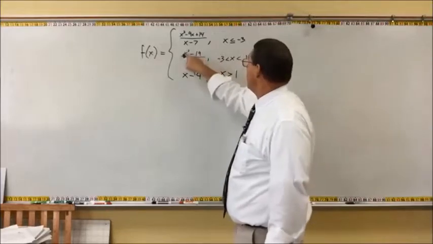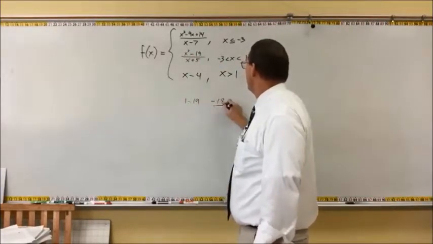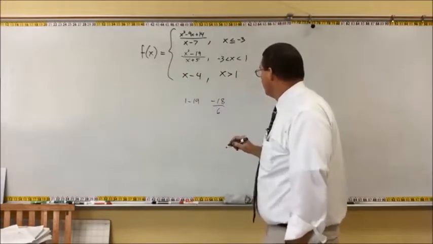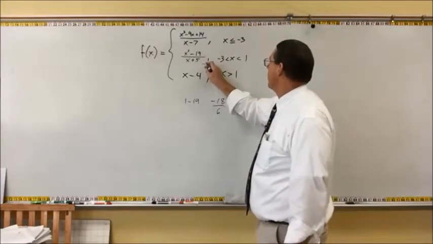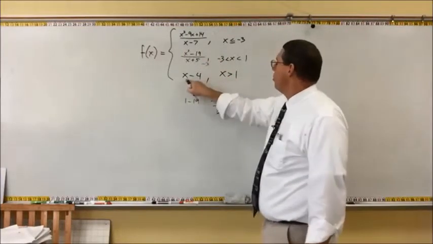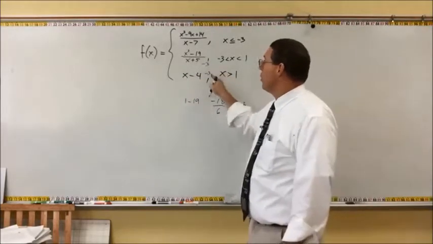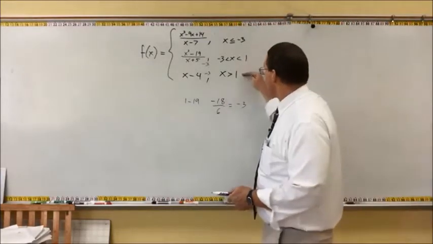So if I plug a 1 in here, 1 squared is 1 minus 19, that equals negative 18. 1 plus 5 is equal to 6. Negative 18 divided by 6 is equal to negative 3. So when I plug 1 in, I get negative 3. Now I'm going to plug 1 in here. 1 minus 4, that's also negative 3. We have another match, and therefore there is no jump discontinuity from here to here.